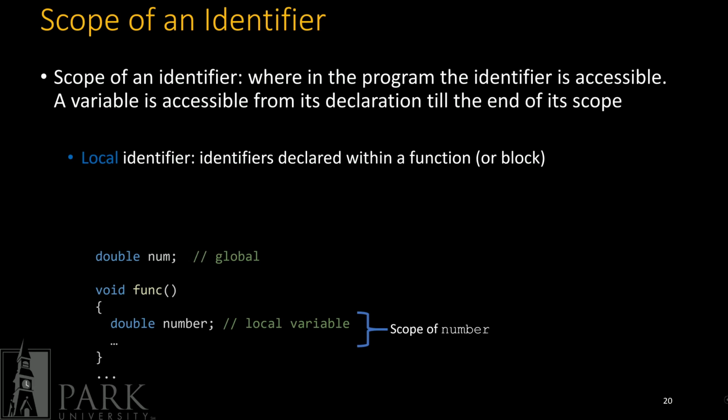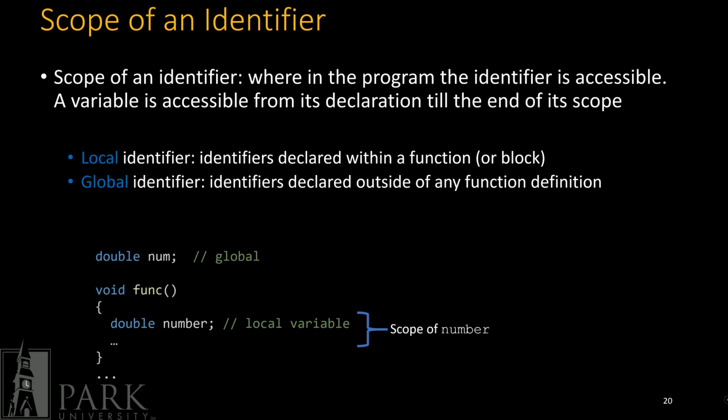Okay. Global identifiers are identifiers declared outside of any function. The variable num in this segment of code is a global variable, and it can be used any place in the program after its declaration. So here you can see the scope of num. All right, and assume that this stretches on to the end of the program.